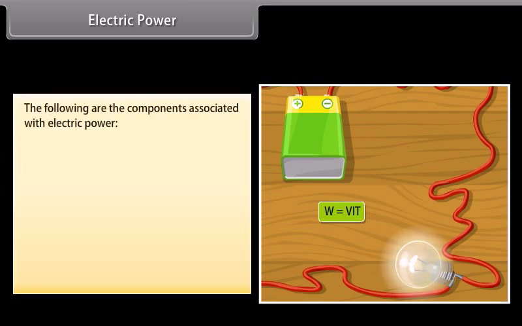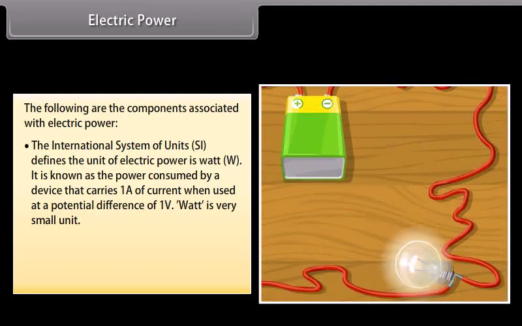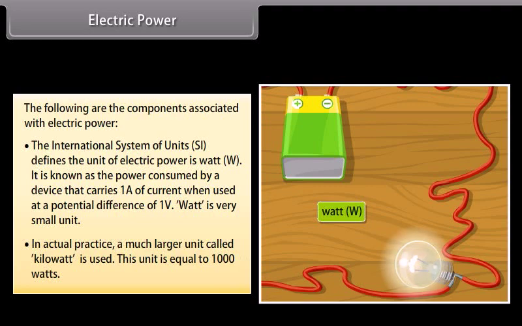The following are the components associated with electric power. The International System of Units, SI, defines the unit of electric power as watt, W. It is known as the power consumed by a device that carries 1A of current when used at a potential difference of 1V. Watt is a very small unit. In actual practice, a much larger unit called kilowatt is used. This unit is equal to 1000 watts.